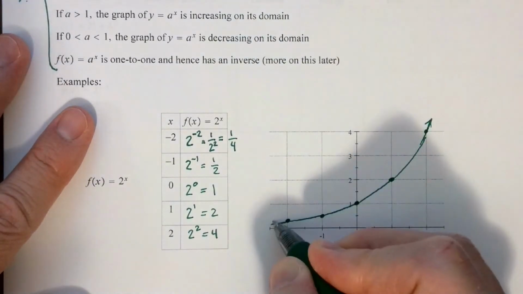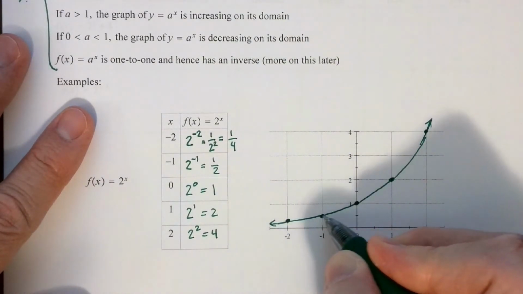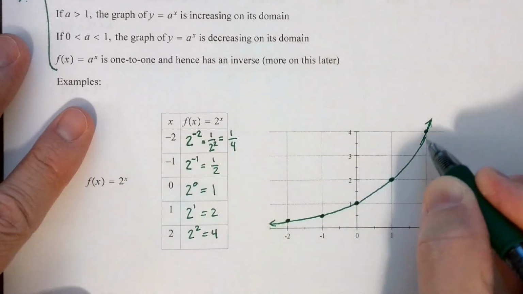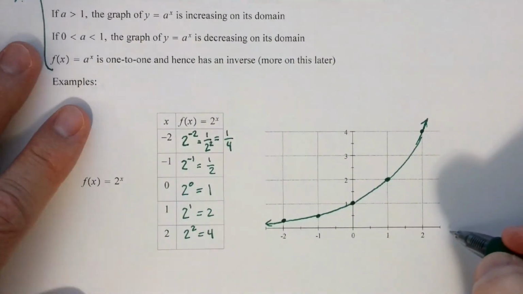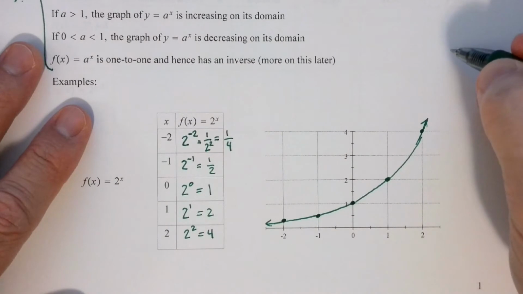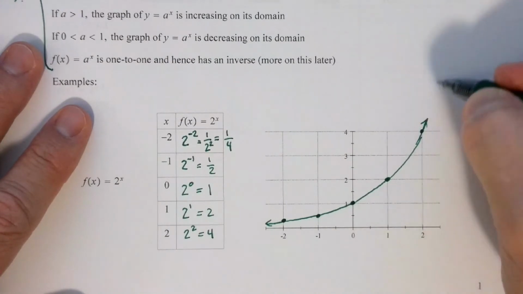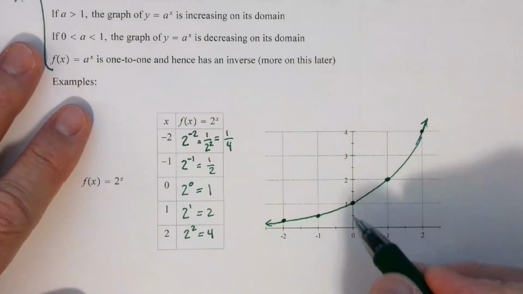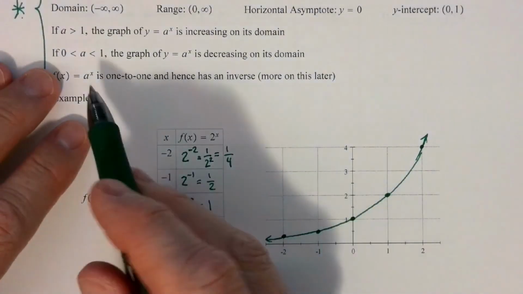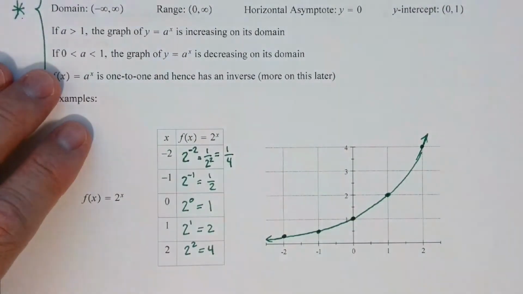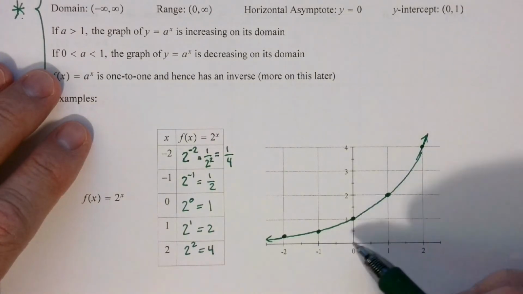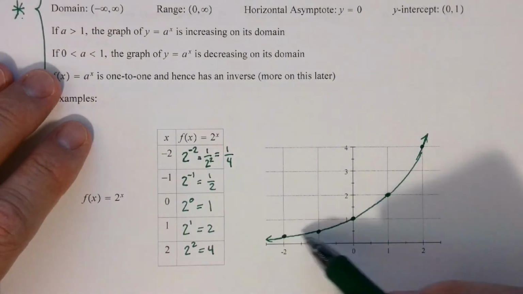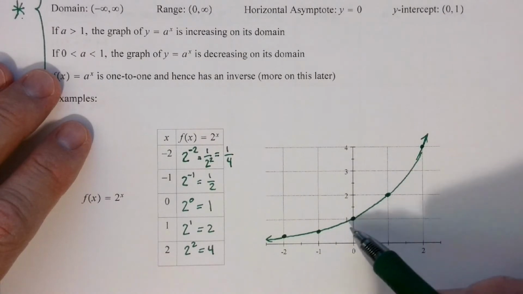Okay, so it begins to very rapidly increase. I mean, if we go to 3, we're going to be at 8. So 8 is going to be way up here, right? So we're going to quickly move upward rapidly. But do you see that all the facts that we talked about are true, right? The domain was all real numbers. The range is everything greater than 0. So the graph of this function is always above the x-axis.